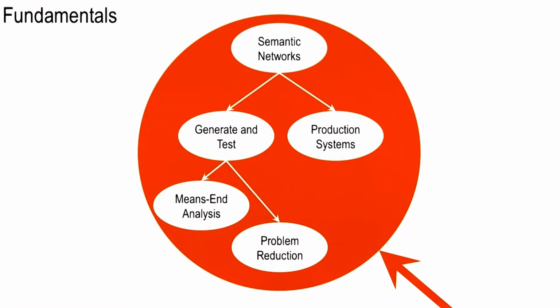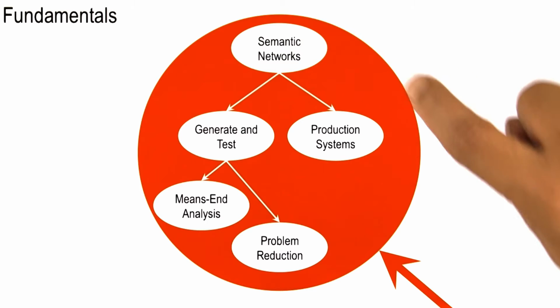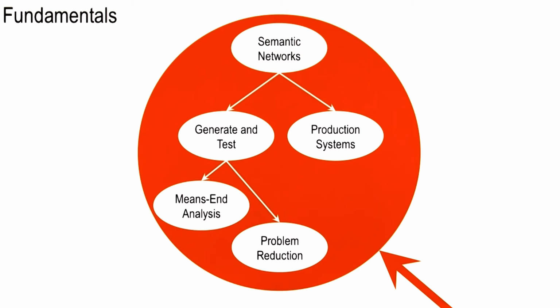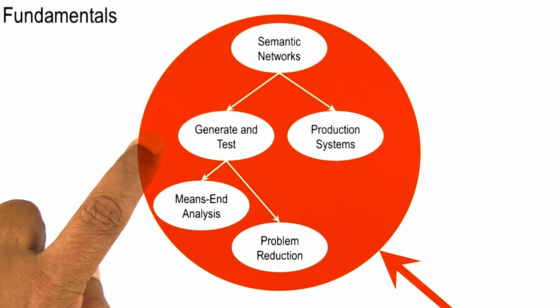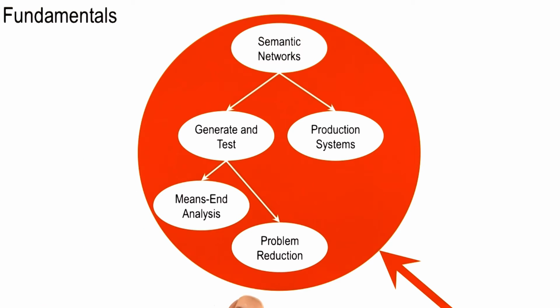So in the first part, dealing with the fundamentals of this course, we'll be dealing with certain knowledge representations and reasoning strategies. 2 of the major knowledge representations that we'll discuss in the first part of this course are called semantic networks and production systems. 3 of the reasoning strategies are called generate and test, means-ends analysis, and problem reduction.